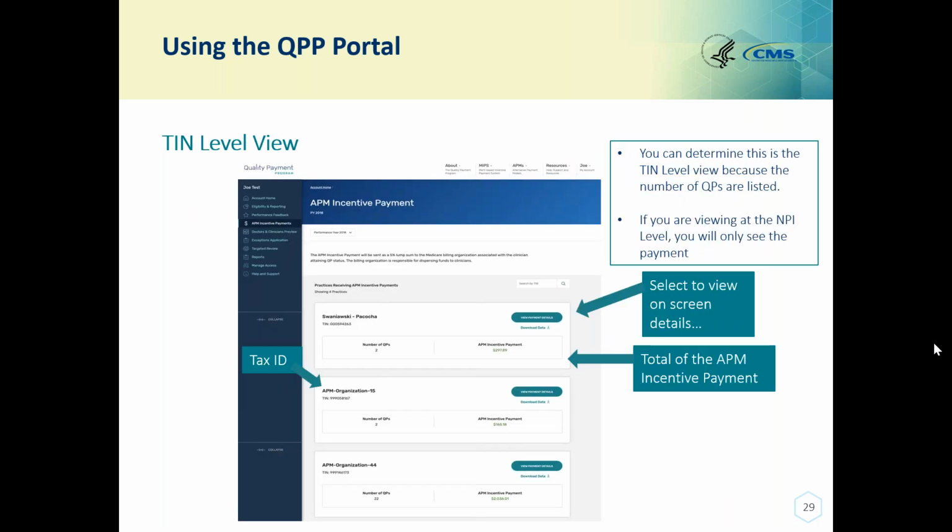Okay, here what we're displaying is the TIN level view, or practice level view. When you go into the portal using the practice level view, we provide information for all of the clinicians in your practice that are QPs. And so there's a breakdown of what each clinician earns as a QP that is associated with your practice, as well as an aggregated amount of the payment that is being made to the particular practice for the QPs that are associated with your practice. Next slide.